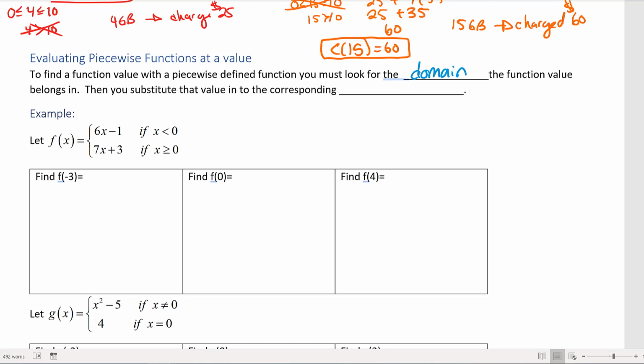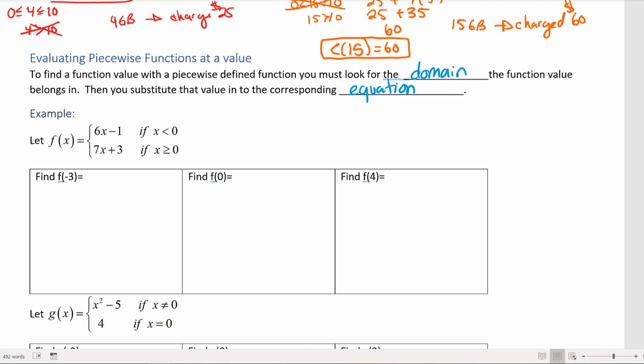the function value belongs in. Then you substitute that value into the corresponding equation. A lot of students will try to plug it into both the first equation and the second equation and be like, I hope she picks the right one. Nope, you have to know exactly which one you are plugging into and only plug it into that. If I see on your test two values for your function, then I know you don't know what you're doing and they're both wrong, okay?